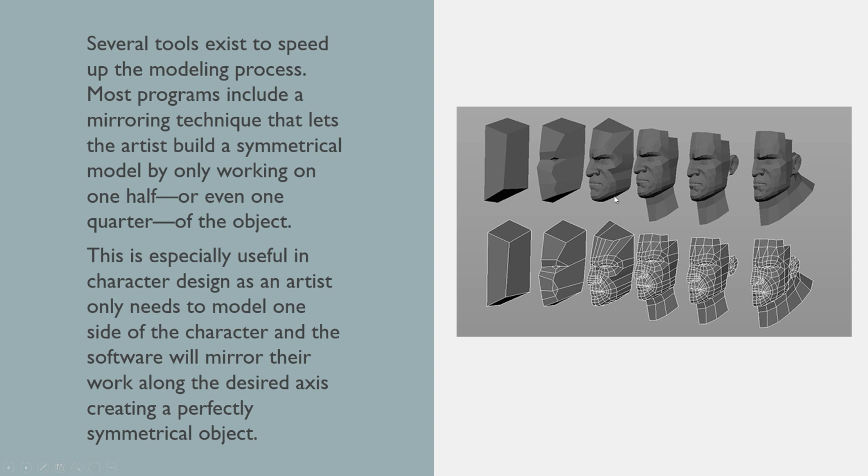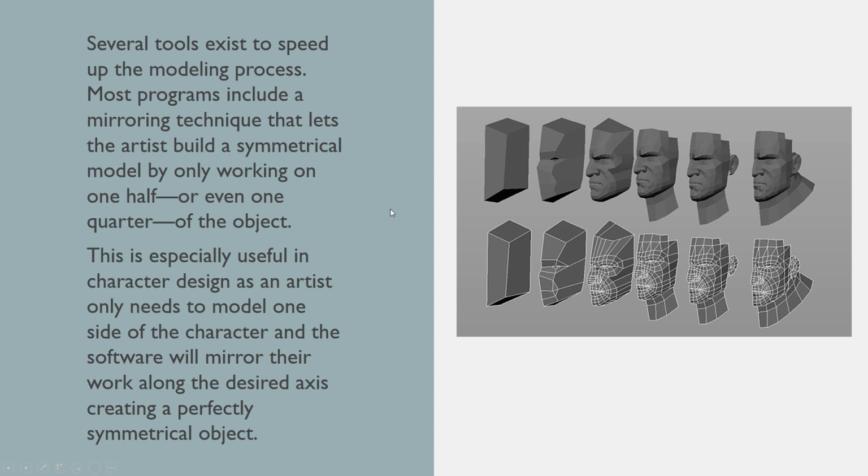This is especially very useful in character design, as an artist only needs to model one side of the character and the software will mirror their work along the desired axis, creating a perfectly symmetrical object. So what is good about it is you can model just one side, then the software itself will automatically work on the other side. So you won't have a problem with the other side. Only the current side is what you need to work on.